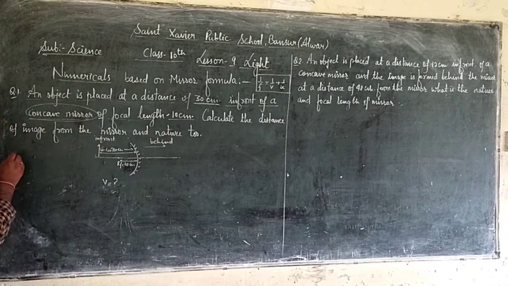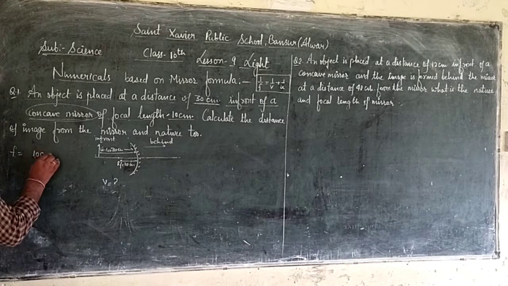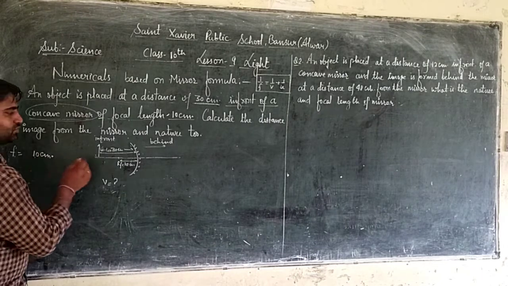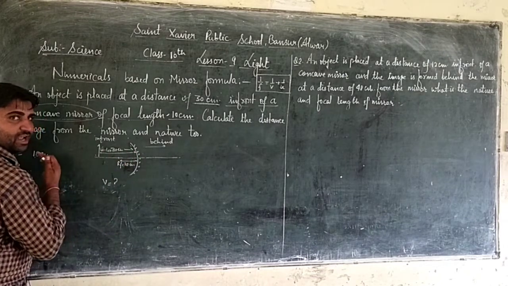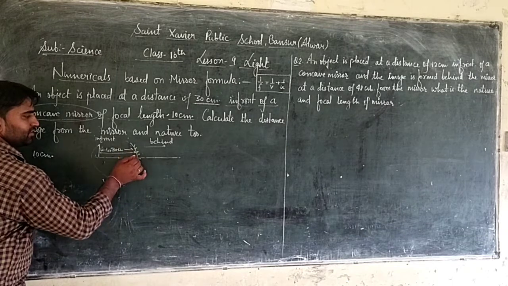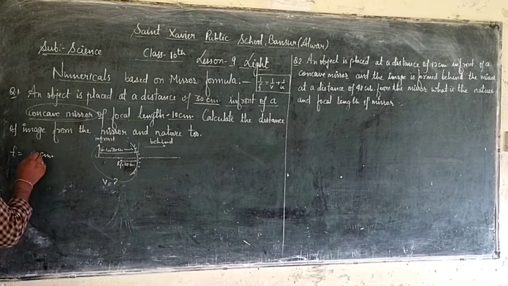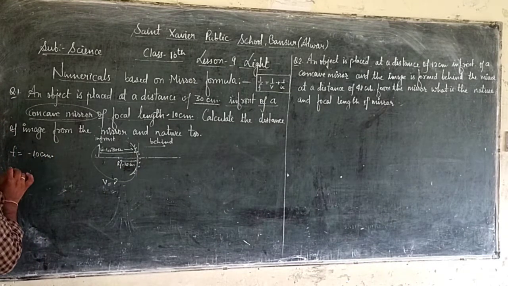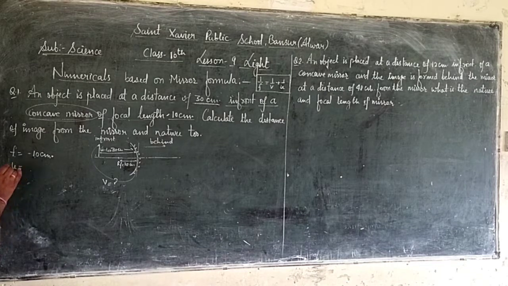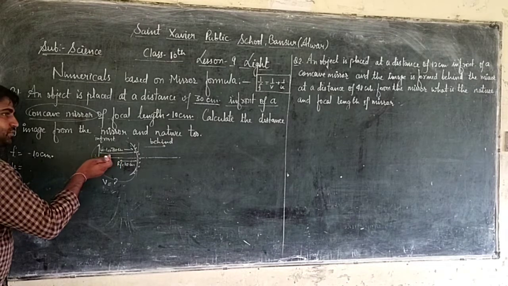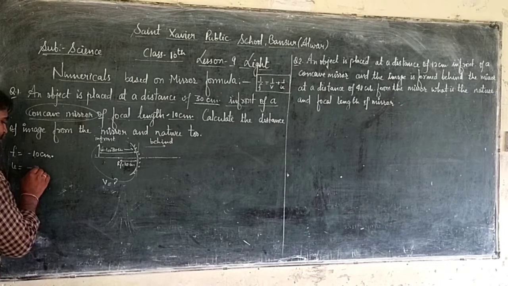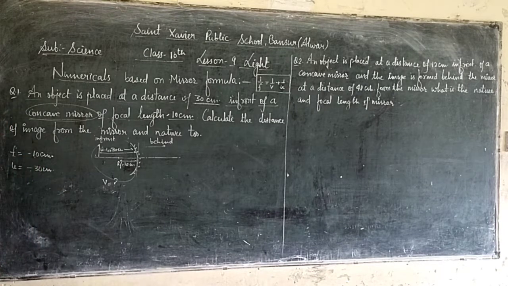So here we will take f, the focal length, this is 10 centimeter, but now we have to take the sign too. You know that this is on the left side, the left direction. If this is the curvature, this is the left direction of the coordinates and this one is the right direction, so it will be negative. And the second thing, u, the distance of the object, it is also placed in the left direction, so this will be negative 30. Okay, and now we are going to find out v in this question.